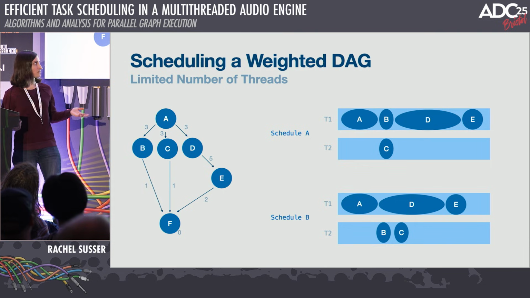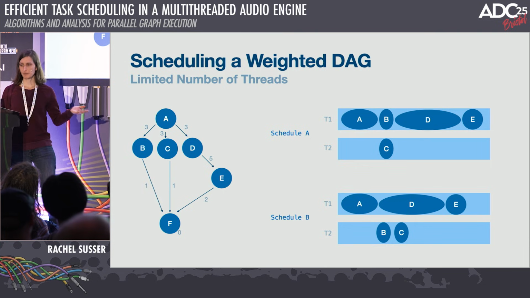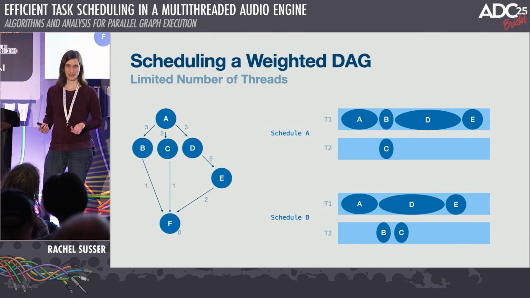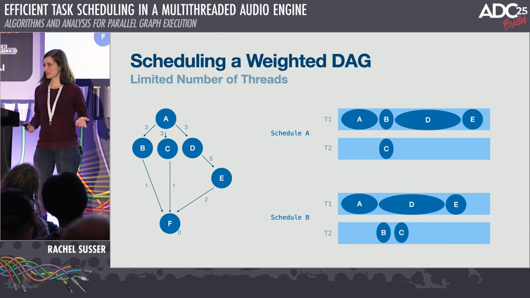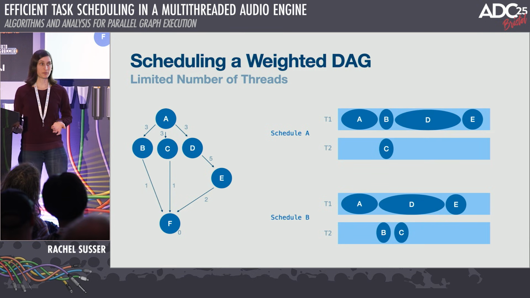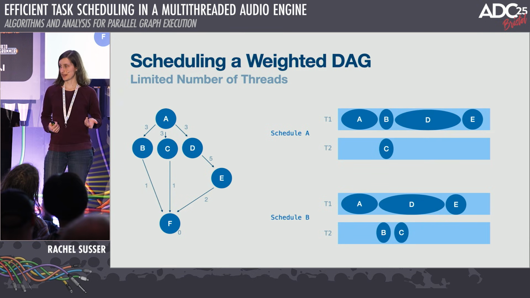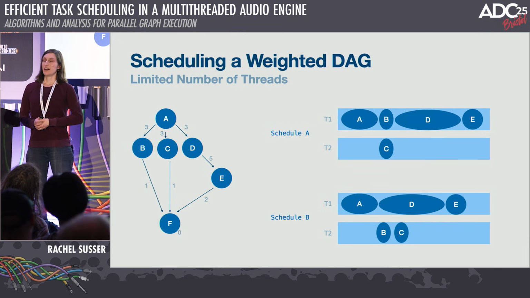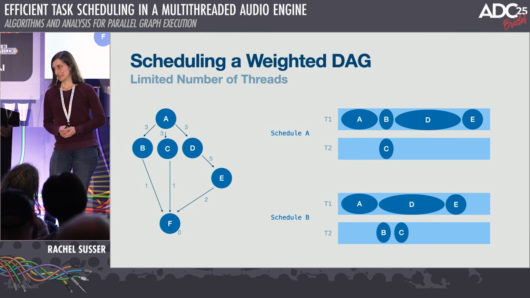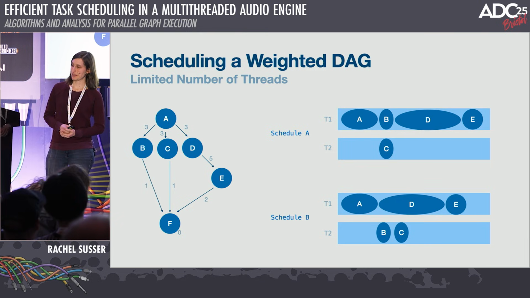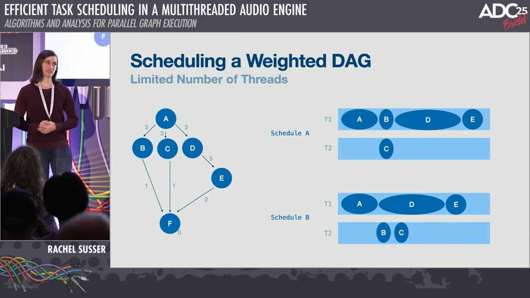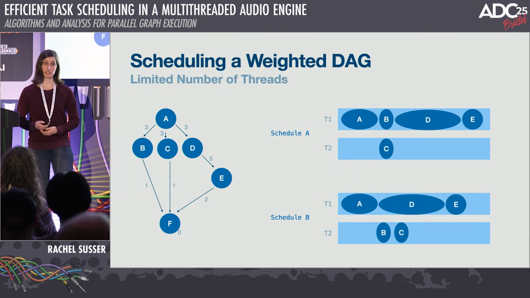So that seems great, but what algorithm do we use to make sure we actually end up with the best schedule, given a weighted digraph as input and an arbitrary but finite number of threads? Unfortunately, this problem is NP-complete. So we would need to use brute force to find the optimal schedule, but there are algorithms for generating pretty good schedules.